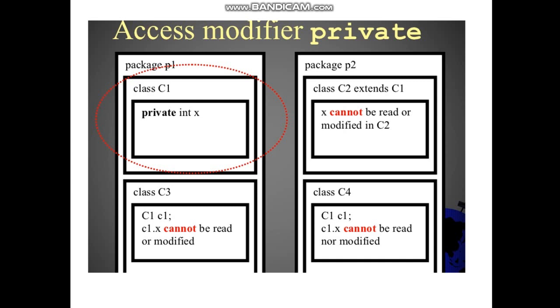Whereas the class C2 and C4 belongs to the package P2. Now I have defined a variable X as private inside the class C1. When you're defining any variable as private, that means it can be only accessed within the class in which it is defined. So X can only be accessed within the C1 class in which it is defined. It cannot be accessed within any other classes within the same package or any other classes within other packages.